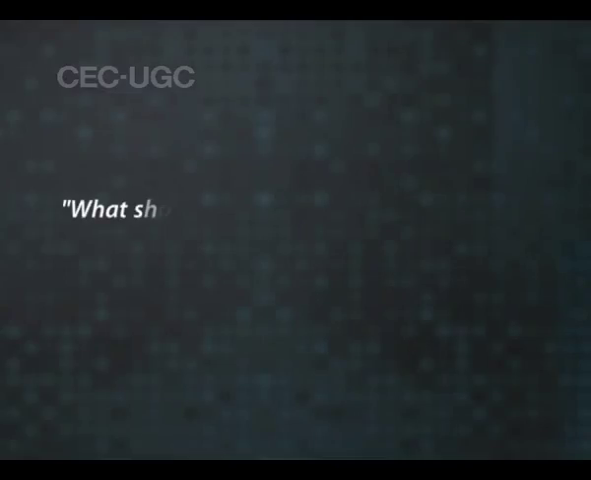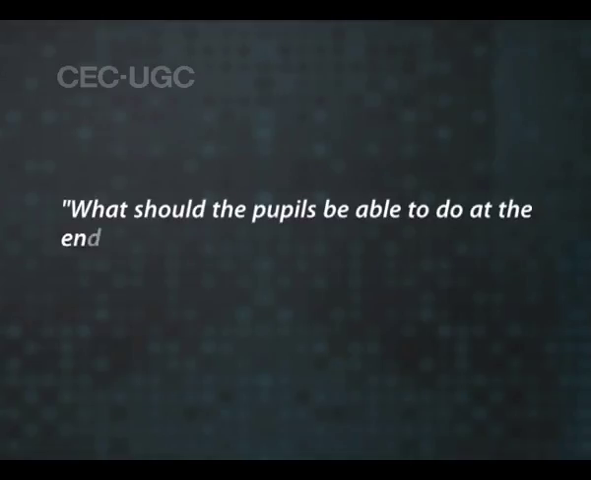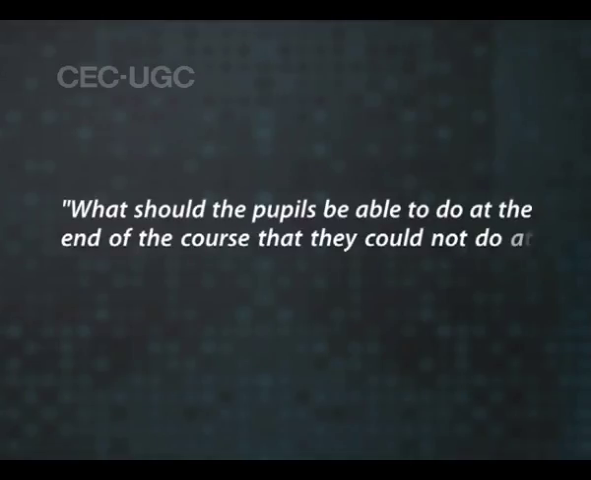The point of orientation then is the pupil and what he is capable of doing at the end of the teaching learning process. Thus, preparing of instructional objectives will be easier if we continually ask ourselves, what should the pupils be able to do at the end of the course that they could not do at the beginning?